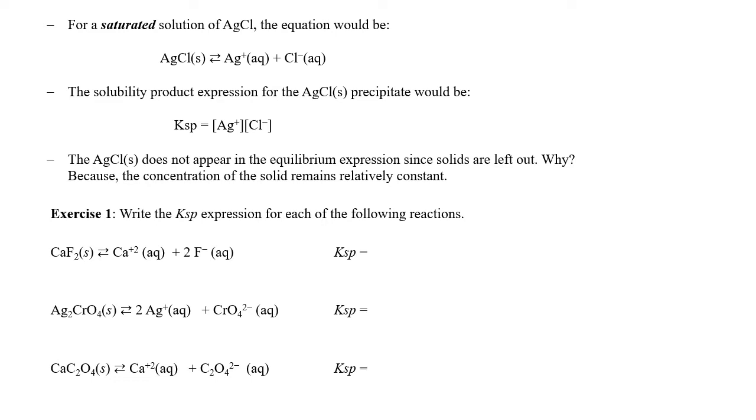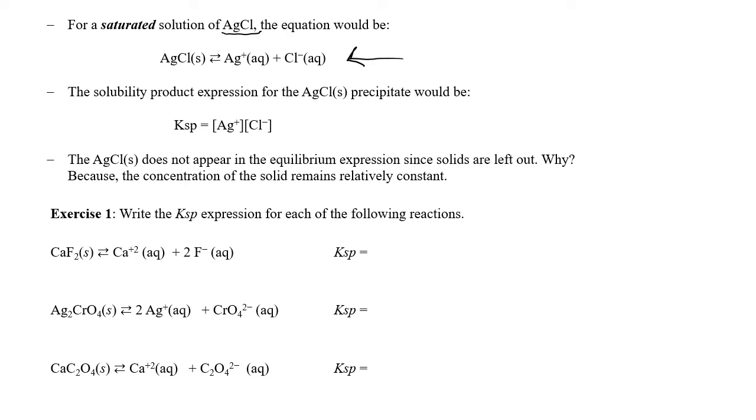You take the precipitate that's formed, AgCl. You always write the solid on the left and you dissociate it into its aqueous ions on the right. This is the equation. Everything in this section is going to work this way. Solid on the left, ions on the right.